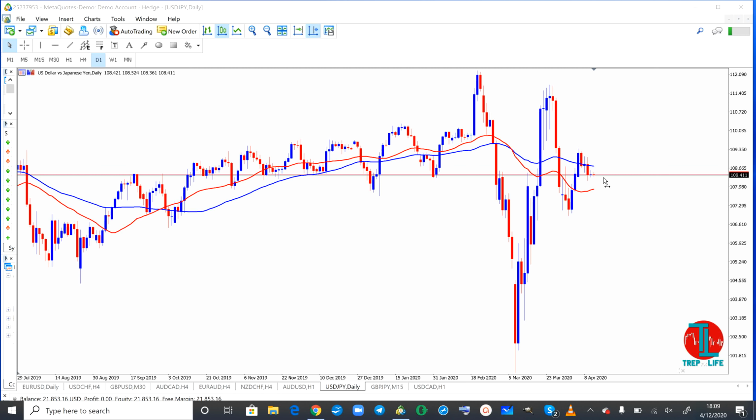Anyway, let's go ahead and take a look at what we have here on the dollar yen. Currently, we are in a downtrend on the daily. This is a reversal from the most recent uptrend. So let's go ahead and mark up some supports and resistances. Most recent resistance would be this one here. Most recent support would be this one here. Let's go ahead and mark those up.